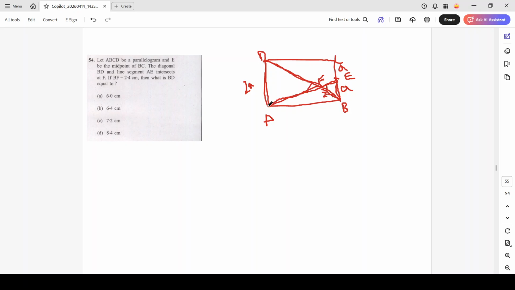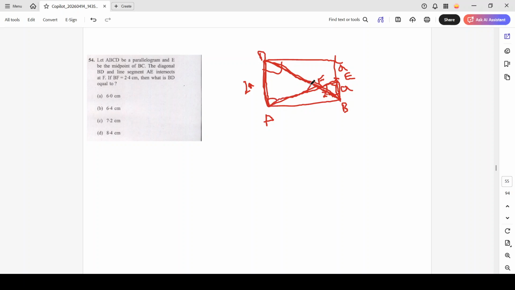Okay. Now we see that AD and BC are parallel lines. That means these will be alternate angles. That means this angle will be equal to this angle, and similarly this angle will be equal to this angle. That means both the triangles are similar. So now we take the sides into consideration.